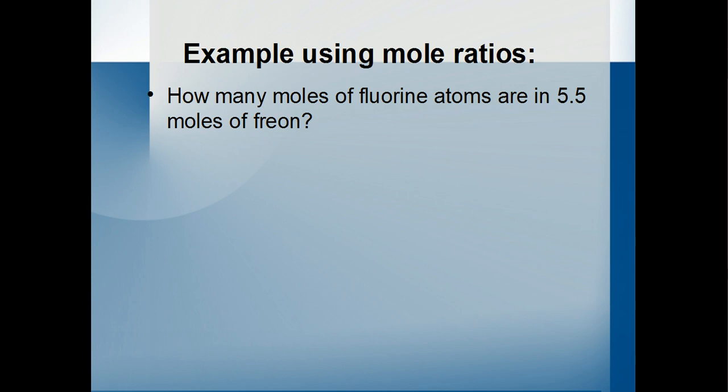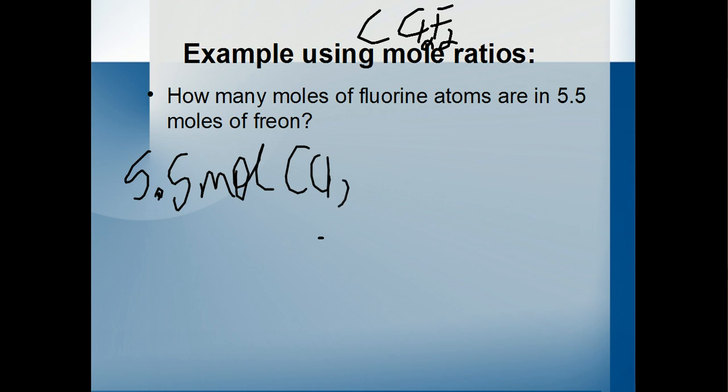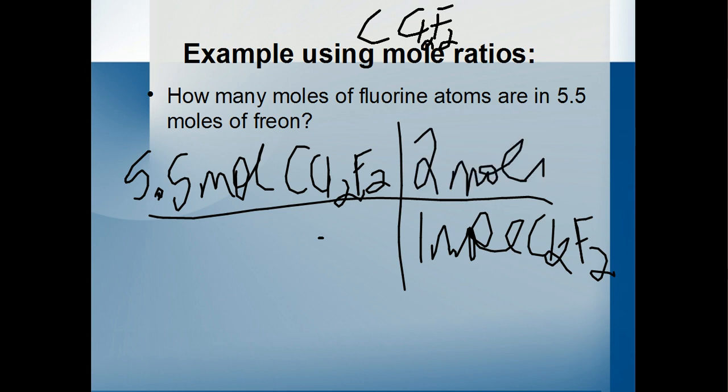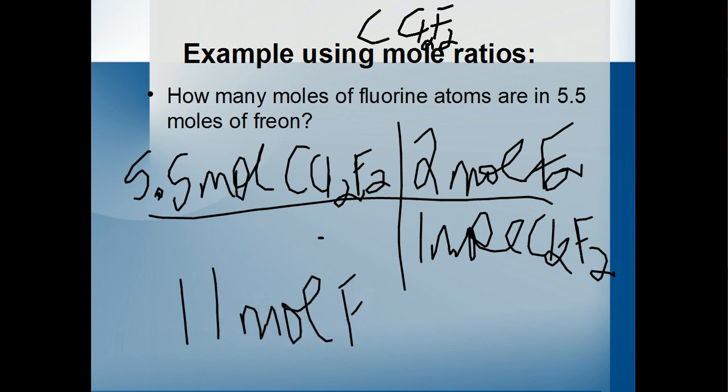So how many moles of fluorine atoms are there in 5.5 moles of Freon? In 1 mole of that whole thing, there are 2 moles of fluorine, excuse me. So we're basically going to double it. So it's 11 moles of fluorine.